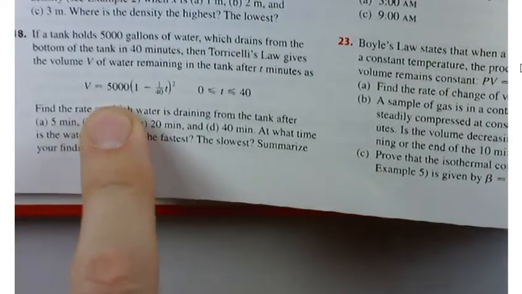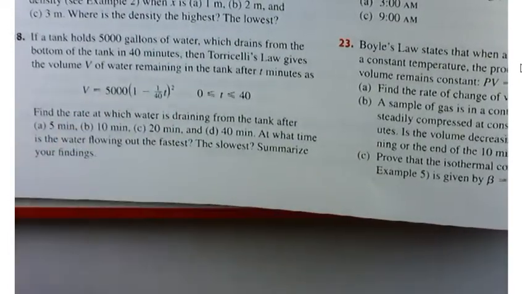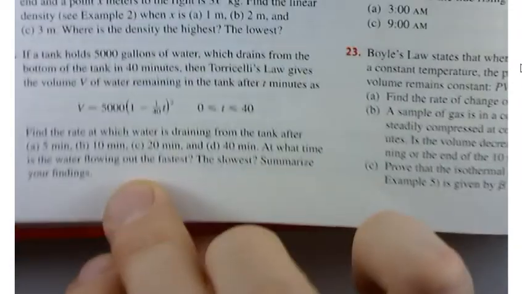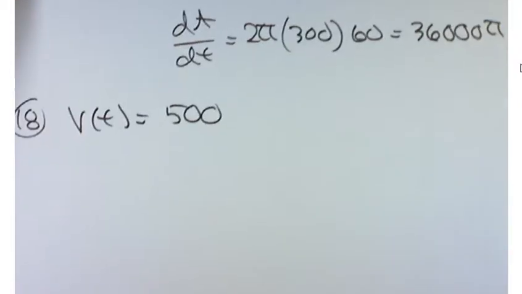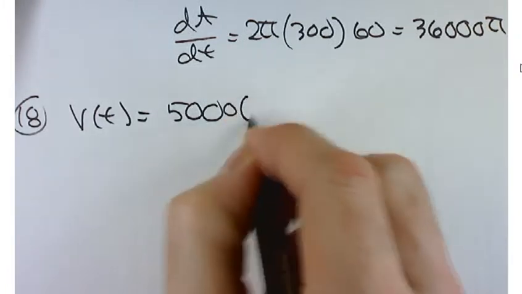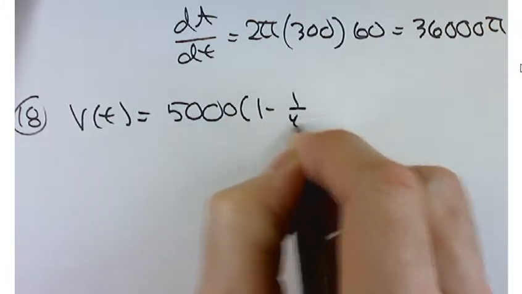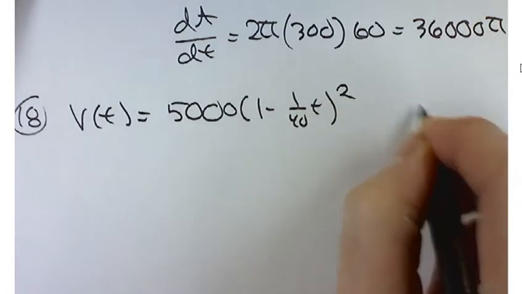We're going to differentiate this with respect to time. So let's copy down that formula. It's V equals 5,000 times 1 minus 1 over 40 t, all raised to the second power. So problem number 18. V of t equals 5,000 times 1 minus 1 over 40 t, squared.